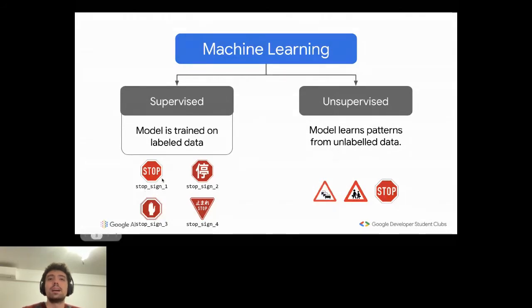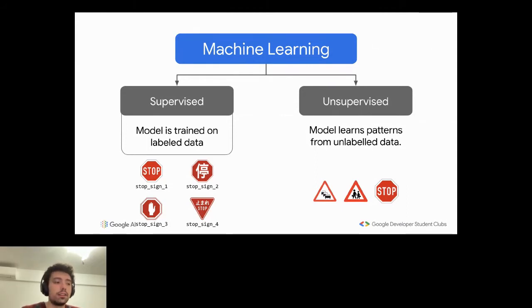So if we imagine a task in which we want to train a self-driving car to understand the stop signs, or in general the road signs, we need to tell that car, unless we want to solve the problem in an unsupervised way, that those signs are stop signs. And so the car will learn to recognize them.